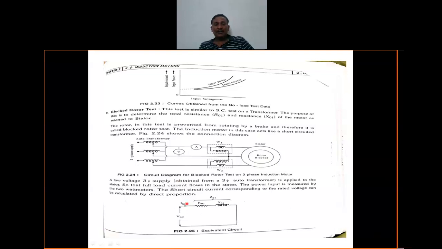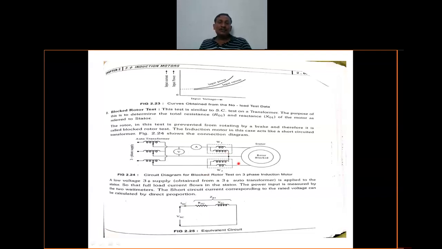Here we can determine R01, X01 equivalent circuit parameters, total resistance and total reactance. What is the main consideration here? In the no load test, we are neglecting copper losses because in the no load test the current is small, so we can neglect copper loss.